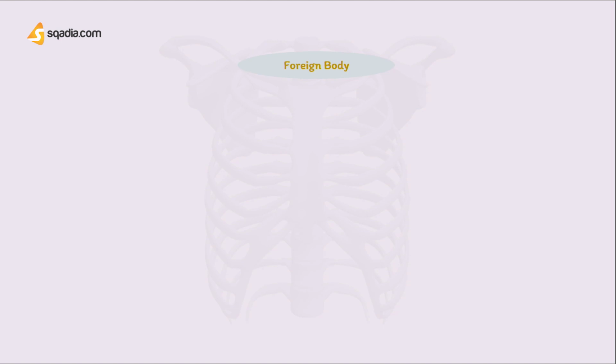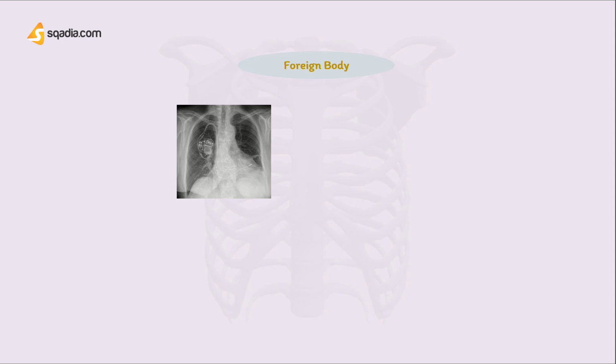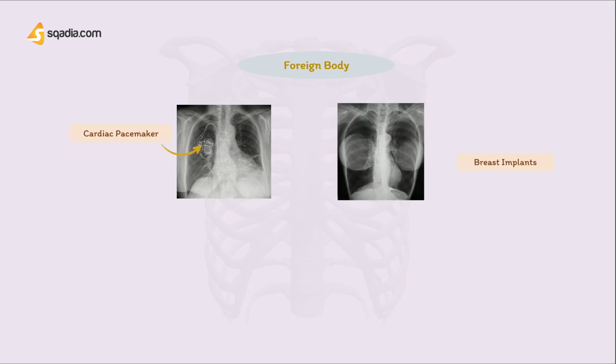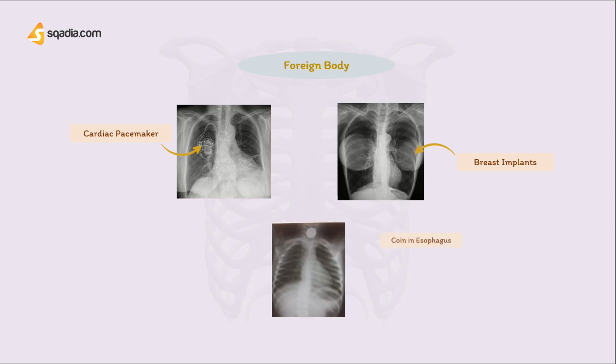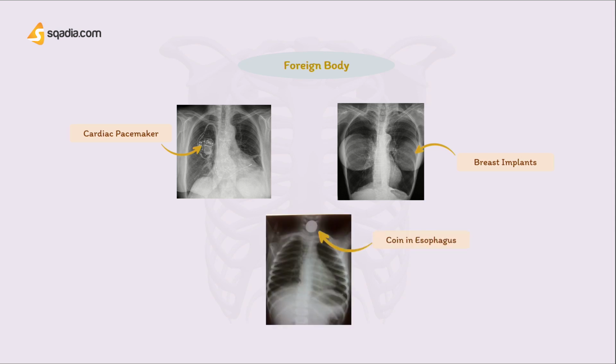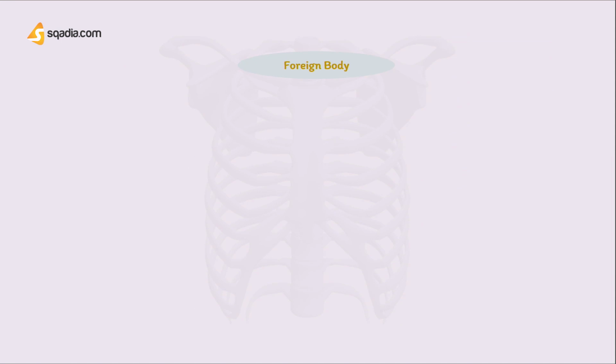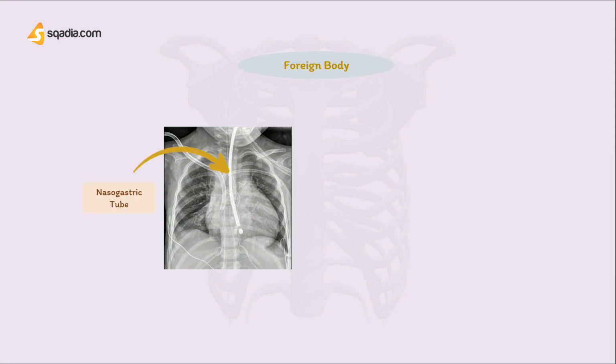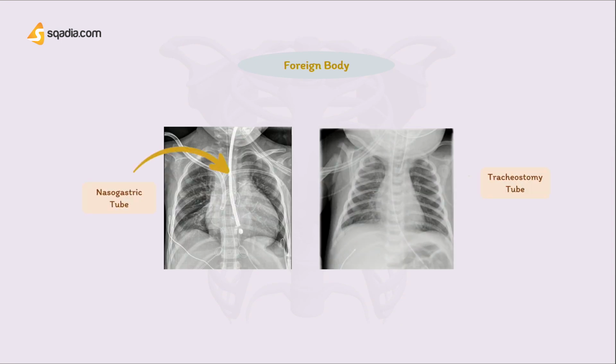Now moving to foreign bodies and medical interventions. There are a number of common examples that you should be able to recognize, such as cardiac pacemakers, breast implants, or a coin stuck in the esophagus, as well as the nasogastric tube on the chest X-ray and the tracheostomy tube. And that concludes our video for disabilities and everything else.